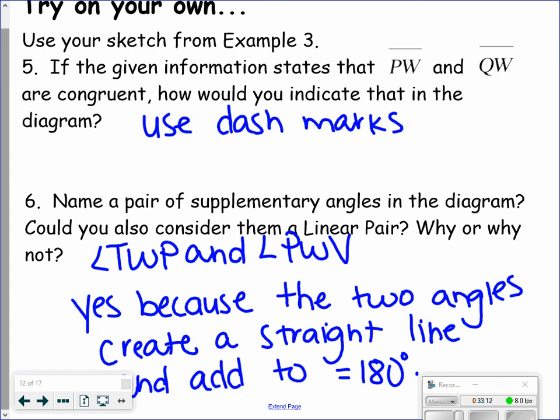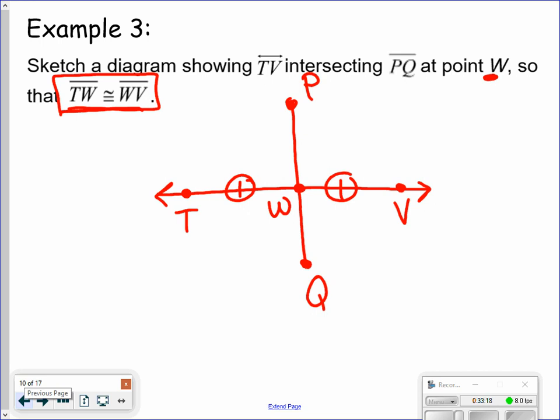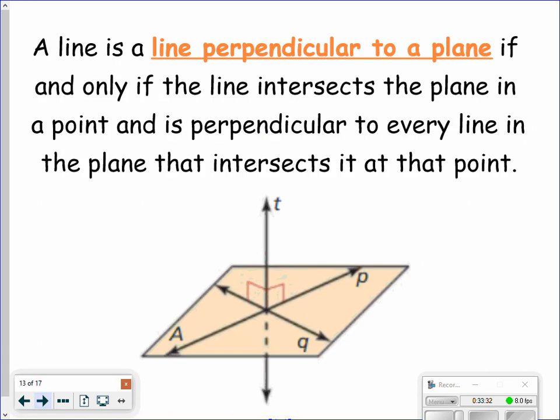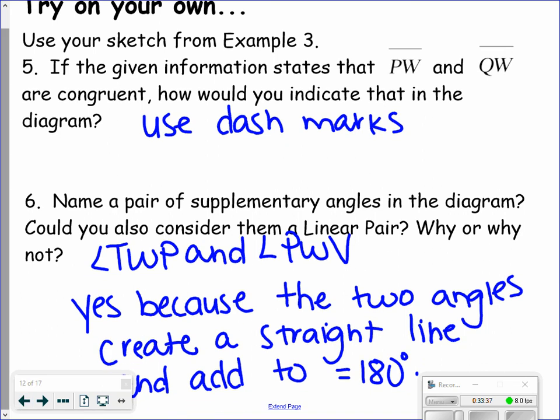And then it says, name a pair of supplementary angles in the diagram. You could have used basically all of these, okay? You could have used these two, okay? You could have used these two, or these two, okay? So there's many answers for this. I just chose 2 of them. Oops. So I said TWP and PWV. And yes, they are a linear pair.